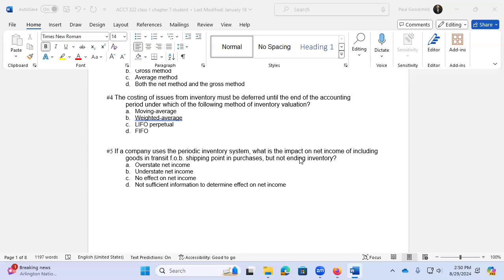So if we include transit freight on board shipping point, but not in the end inventory, FOB shipping means that the goods become ours when they ship. The buyer takes ownership, so you would report that in inventory.